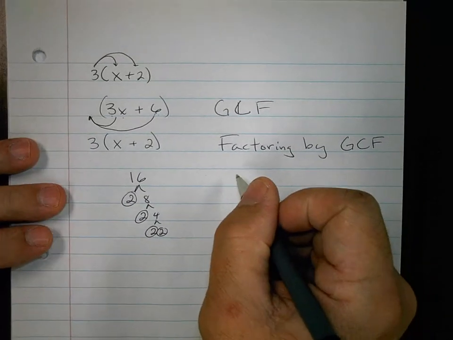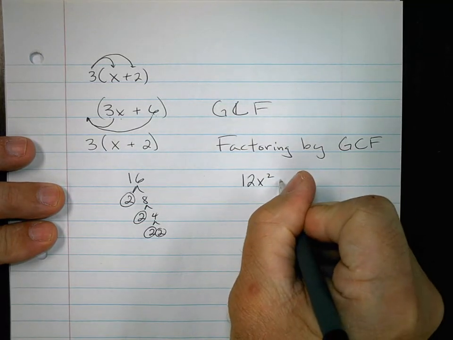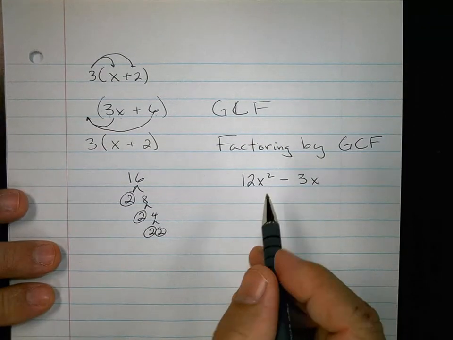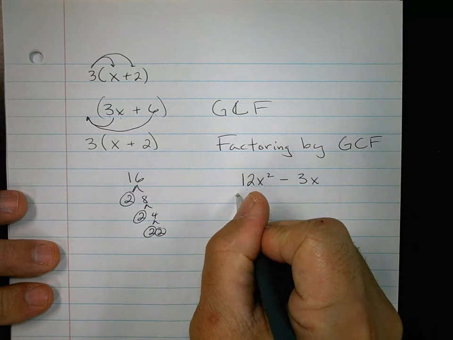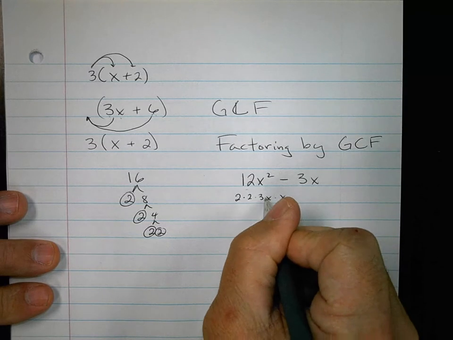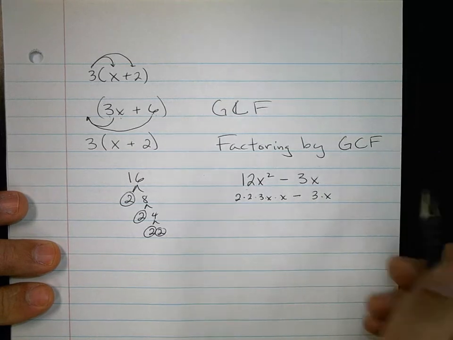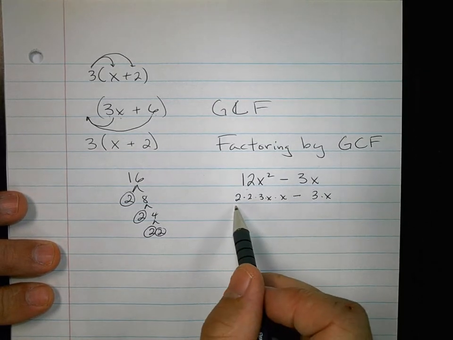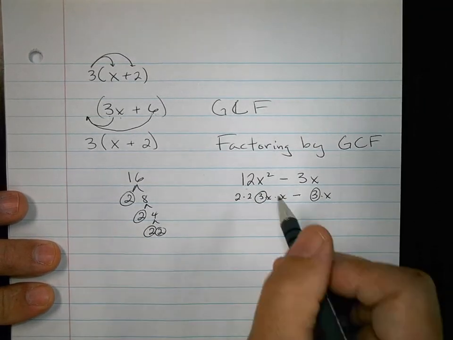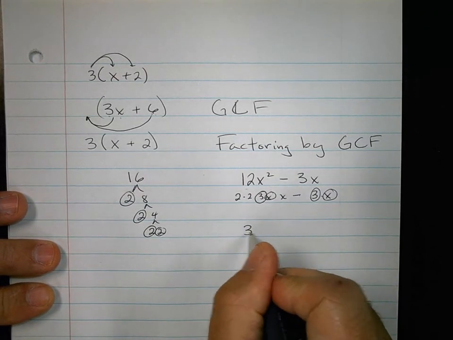Let's take a little more complicated one. Let's go 12x squared minus 3x. Okay, well, again, we could take 12x squared and think of it as 2 times 2 times 3, x times x. We broke it up into its smallest parts, minus 3 times x. Okay, we're looking for the greatest common factor. So what do these two terms have in common? Well, they both have a 3 in common, and they both have at least one x in common. So if we take out a 3x, we call that our GCF.